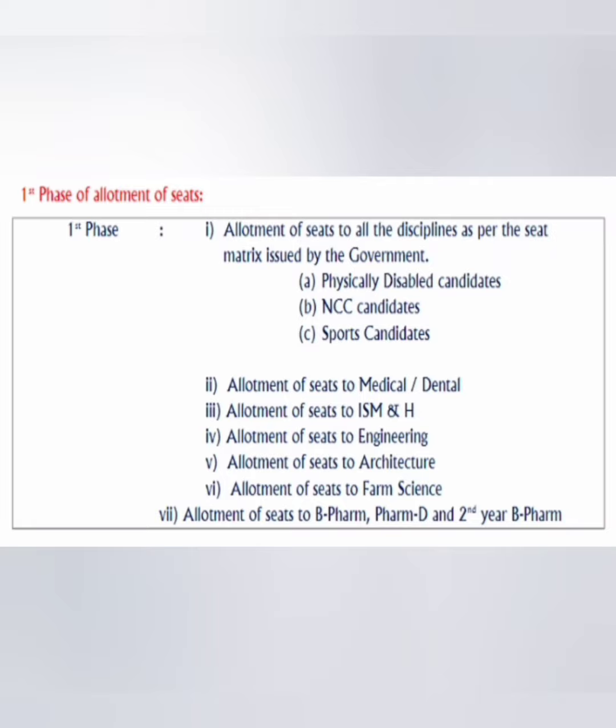Now it is going to happen in the same order, as I said. First, the allotment of seats will happen to physically disabled candidates, then to NCC candidates, then to sports candidates, and then it will go to medical, dental, ISMH, engineering, architecture, and Pharm Sciences, and last to B.Pharm and others, as I explained in the previous slide also. So let's see the detailed version of it.